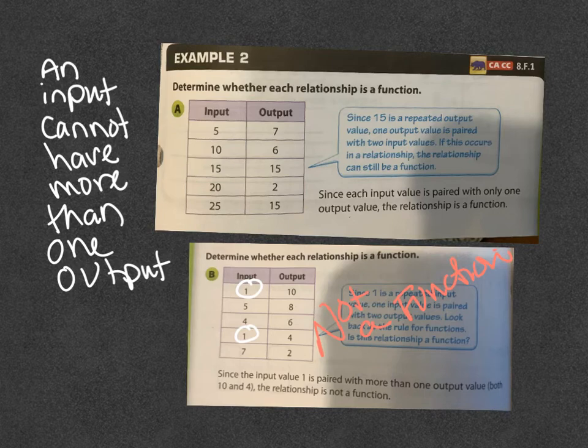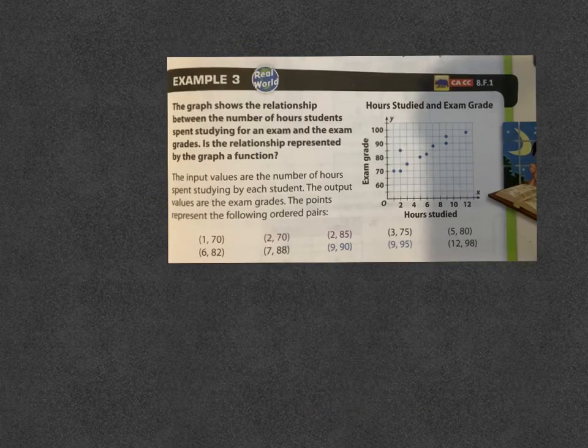And finally, the third part of this lesson regarding functions. So the first part was what in the world is a function? And so now we know the input can only have one output to be a function. So that's what we're keeping an eye out for. The second part of this was how can I tell from a table? So we just looked at that. And the third part of this is how can I tell if it's a function or not from a graph? So I'm going to show you that right now.